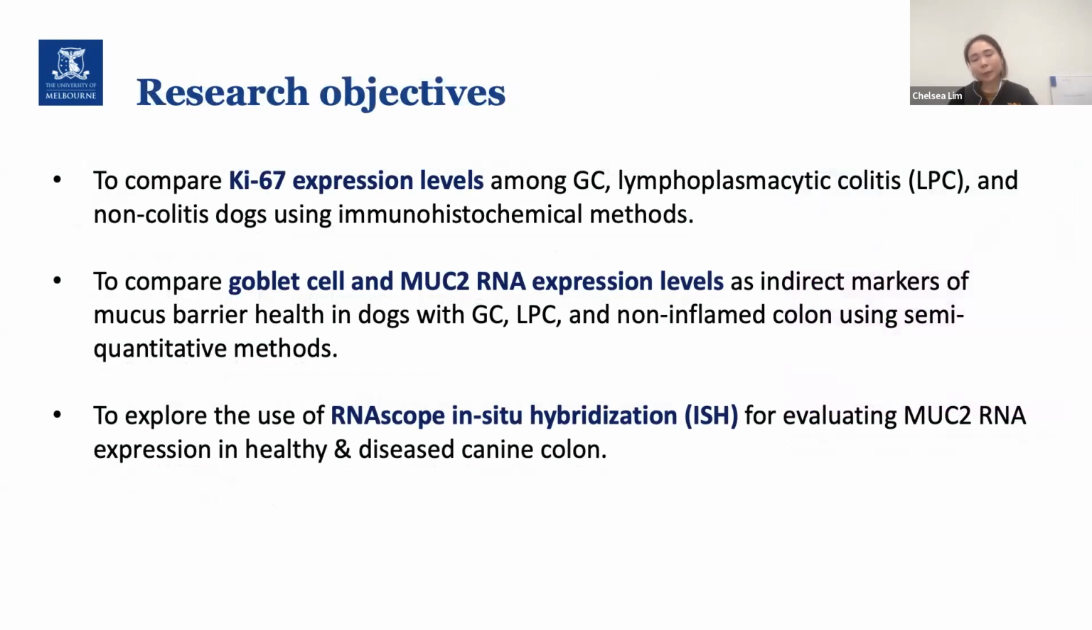With that, the key objectives of my study were first, to compare Ki67 expression levels amongst dogs with GC, lymphoplasmacytic colitis or LPC, and non-colitis dogs using immunohistochemistry; to compare goblet cell and MUC2 RNA expression levels as indirect markers of mucous barrier health in dogs with GC, LPC, and non-inflamed colon using semi-quantitative methods; and finally, to explore the use of RNAscope in-situ hybridisation for evaluating MUC2 RNA expression in both healthy and diseased canine colon.